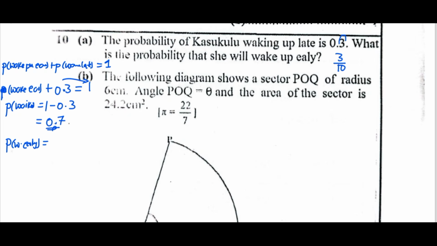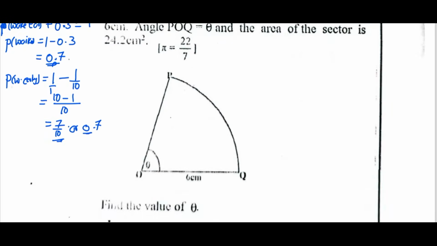So this will be 1 minus 1 over 10 over 1. So the lowest common denominator is 10. 1 into 10 times 1, that is 10 minus 1, which is 9 over 10. So 9 over 10 is the same as 0.9. So that is it. The key point is if you are given one probability and asked to find the second probability, just subtract the given probability from 1, then you have the second probability.